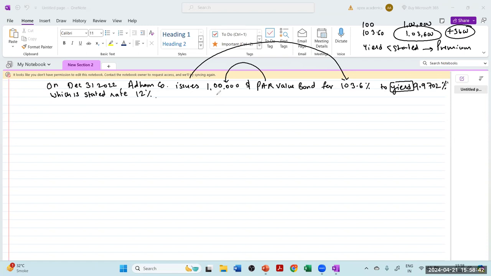It issues a 1 lakh par value bond for 103.6%. So what is the par value of the bond? 100,000. It is issued for 103.6%. What is the meaning of that? हाँ मतलब 3.6% extra है. Extra, 3.6% extra. So 1 lakh plus 3,600. The bond pays interest on 30th of December. Oh, I'm sorry, 30th of June, like we did in the last example, correct? Are you with me, everybody?